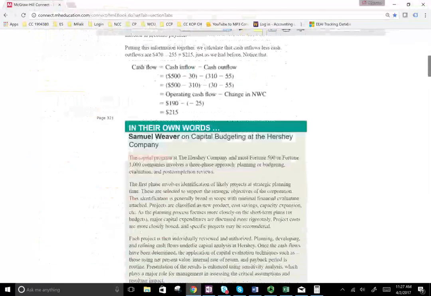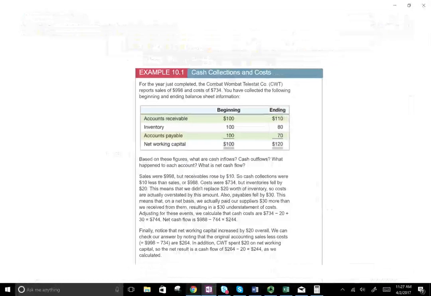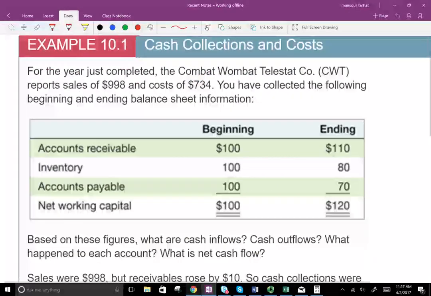Okay. Now, let's take a look at another example to consolidate what we have learned, to kind of work it in an example. So this is for the year just completed. CWT reports sales of 998 and cost of 737. You have collected the following beginning and ending information from the balance sheet. We have account receivable, which is a current asset, inventory, which is an asset, and accounts payable, which is a liability. Let me put the liability in a different color. So those are your net working capital.